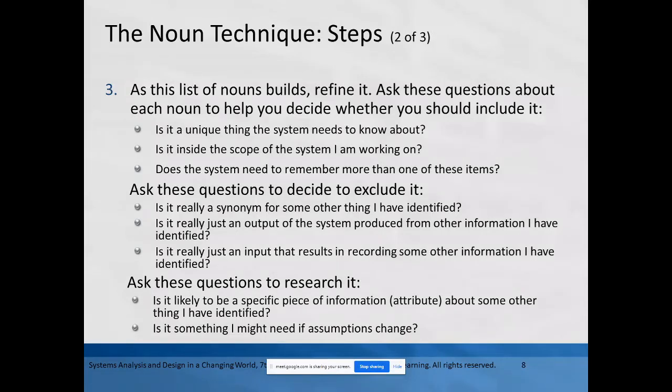As this list of nouns builds, you would refine it. Similar to the brainstorming, where you have confusing attributes with entities and redundancies where multiple things talk about the same thing, you're doing the same thing here for step 3. So you would ask questions like, is this a unique thing? Is it in the scope of the system I'm working on? Does the system need to remember more than one of these items? Ask these questions to decide to exclude it.